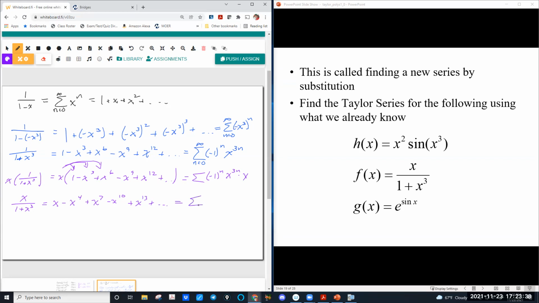And then for our summation, we have negative 1 to the n. We can combine those because they have the same base. That would be x to the 3n plus 1 up in the exponent. Still going to start at 0, still going to go up to infinity.